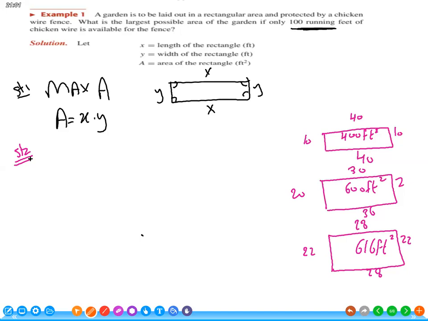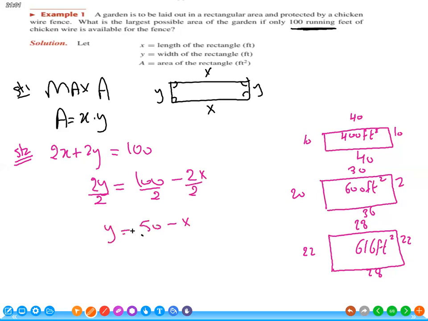Step 2. Here the perimeter is 100. So I have the perimeter 2x plus 2y equals 100. Since we have 2 variables, we must eliminate one of the variables. In calculus 1, in all word problems in optimization, at most we have 2 variables. So when we have 2 variables, you must eliminate one of them. You find a relation between the 2 variables. Here I want to eliminate y, for example. So solve for y: 100 minus 2x, divide by 2, y equals 50 minus x.